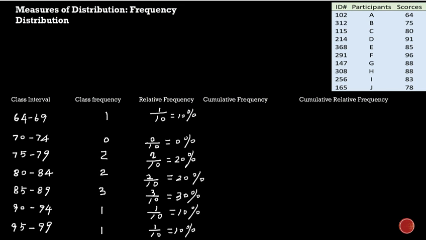If we add up all the relative frequencies from all the categories, we shall get 100%. Let's do the calculation. 10%, 10%, 30%, 50%, 80%, 90%, 100%.